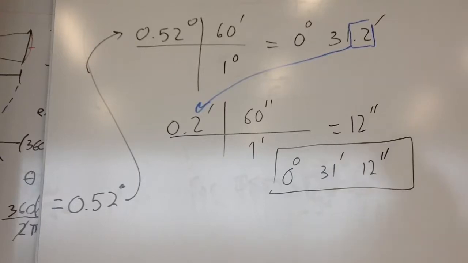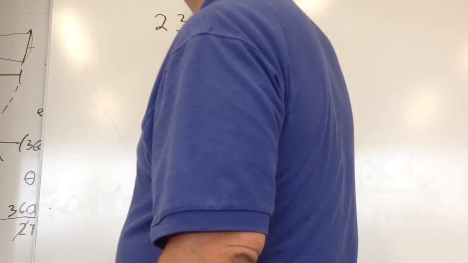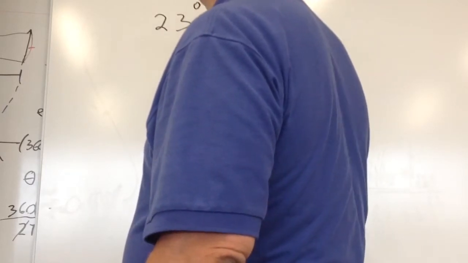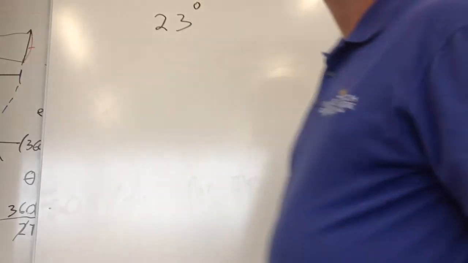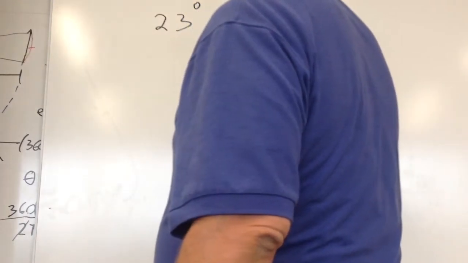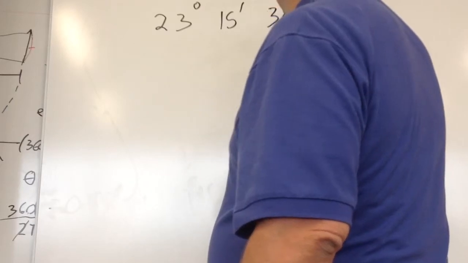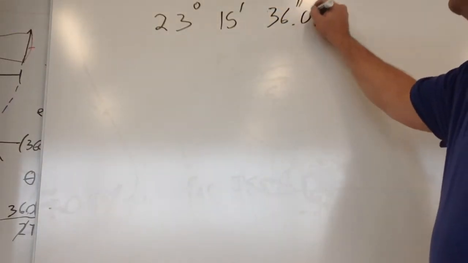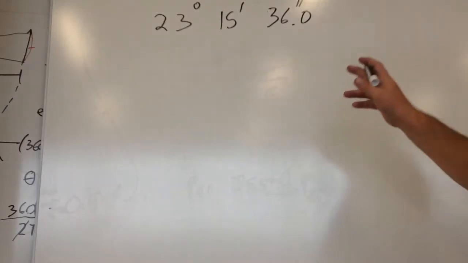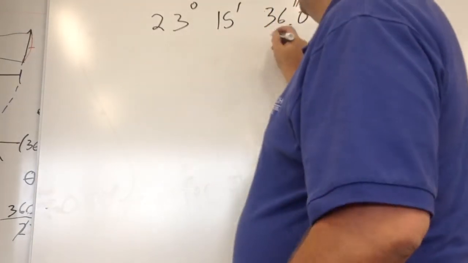Okay. So let's do that. Let's pick random numbers. I'm making up numbers: 23 degrees, 15 minutes, and 36 seconds. We want to get that into decimal degrees. So we keep the 36 because that's already there.